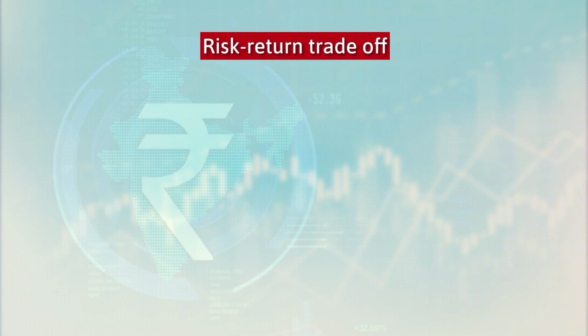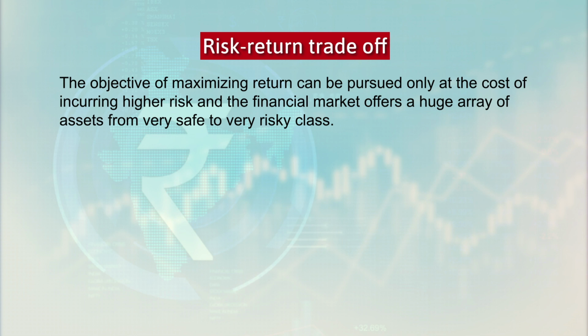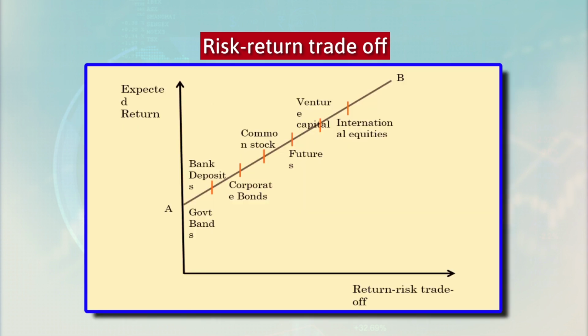Next, we talk about the risk-return trade-off. The objective of maximizing return can be pursued only at the cost of incurring higher risk. And the financial market offers a huge array of assets from very safe to very risky classes. We are going to show a figure which shows the risk-return trade-off. In the figure, we see that on the vertical axis we have the expected return, and as you can see with my cursor, on the horizontal axis is the risk.